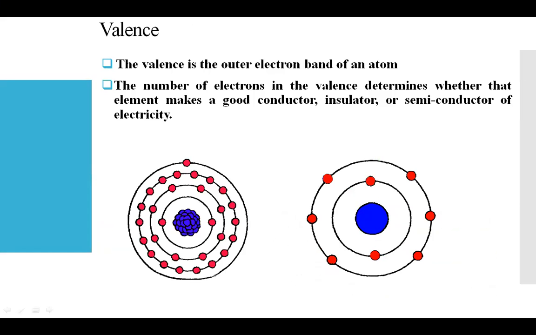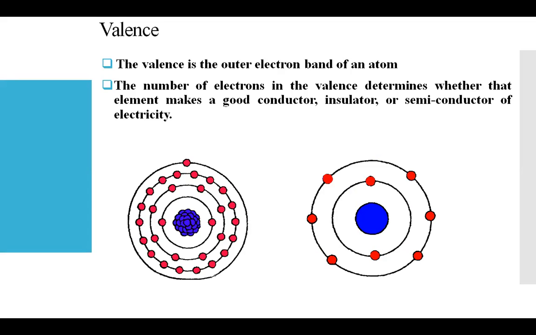Now, the valence electrons are the outer electron band of the atom, as we have in this diagram. The number of electrons in the valence band determines whether that element makes a good conductor, insulator, or semiconductor of electricity. That will be identified based on the number of electrons and the structure given.